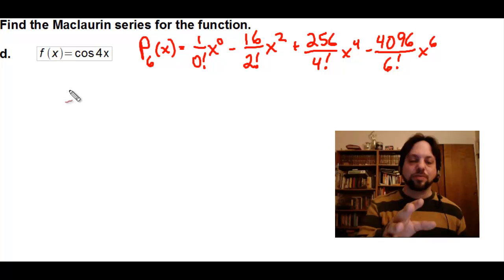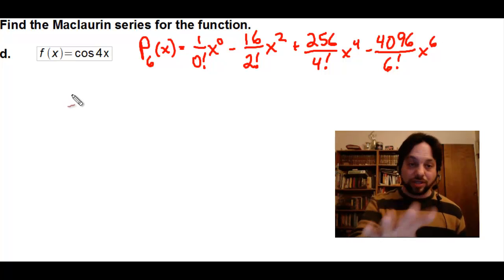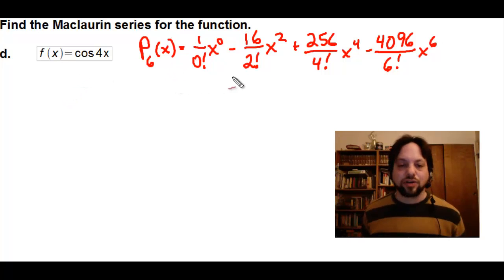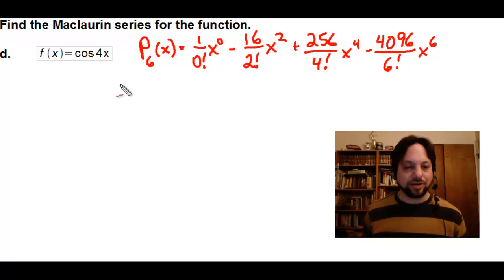If you did not get that as your polynomial, go back, check your work. This is correct. All right. However, looking at this, do you see any patterns?